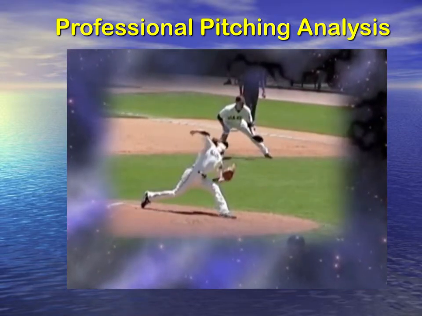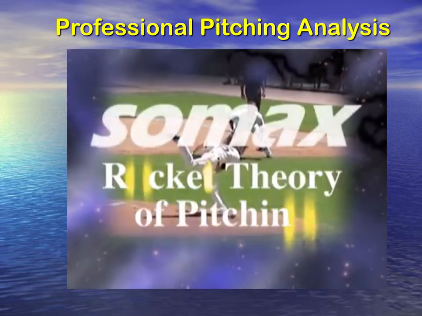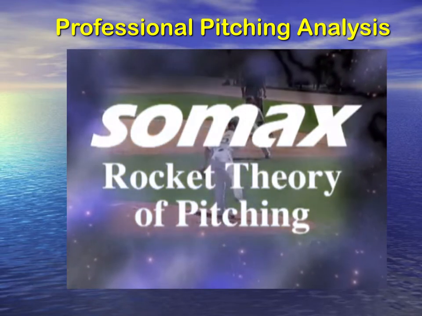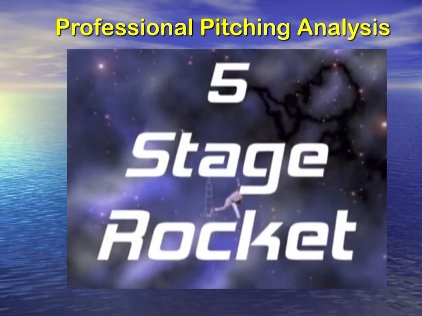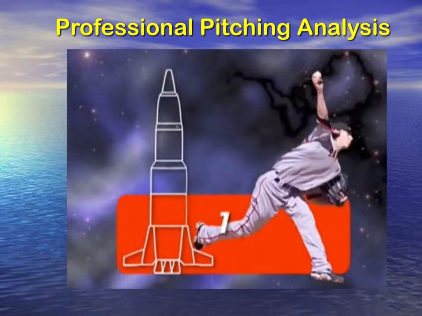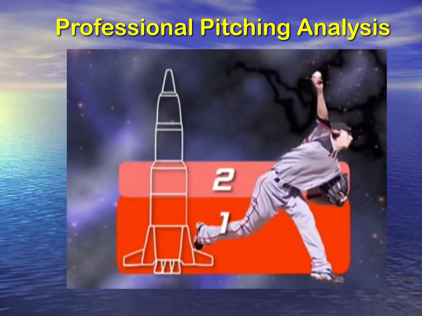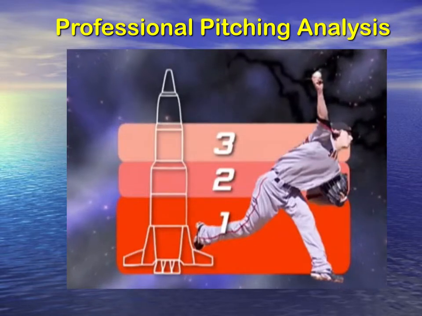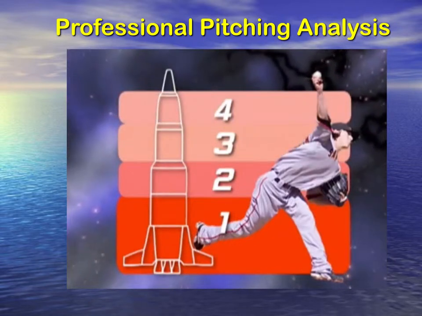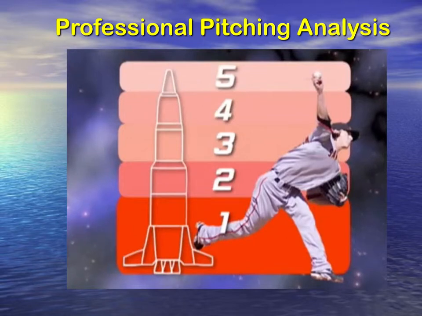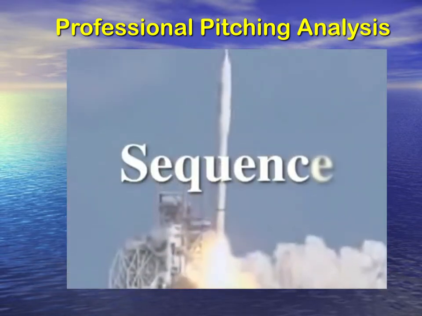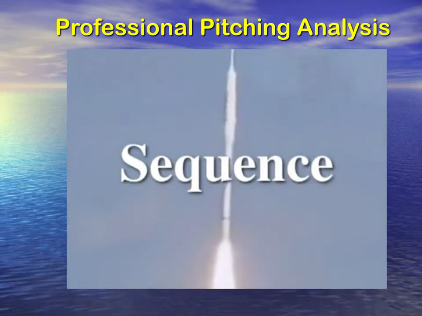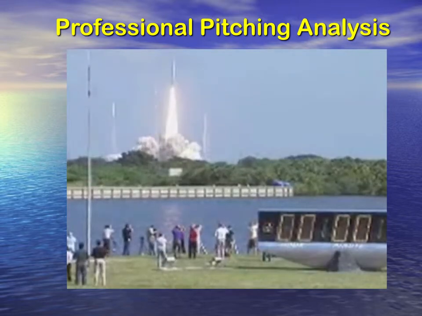Baseball pitchers launch the ball in a short orbit around the Earth. Satellites are launched into orbit with a multi-stage rocket. A pitcher is really a 5-stage rocket. Stage 1 is the legs, Stage 2 the hips, Stage 3 the shoulders, Stage 4 the arm, and Stage 5 the hand. A rocket launch and pitch are most successful if their stages are fired in sequence from the ground up. Tim does have an efficient sequence.